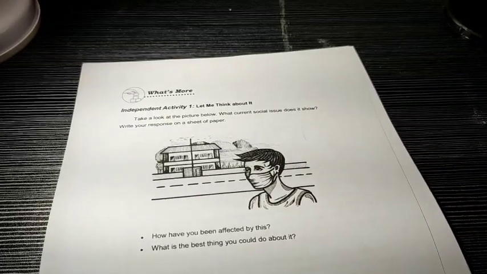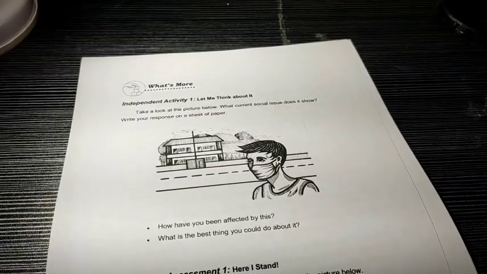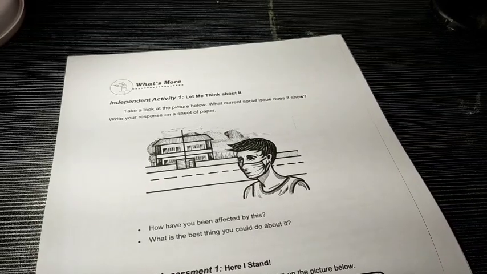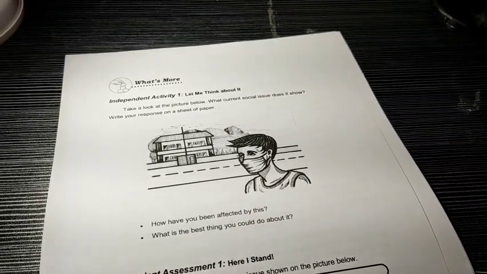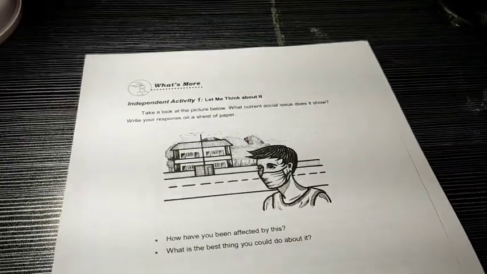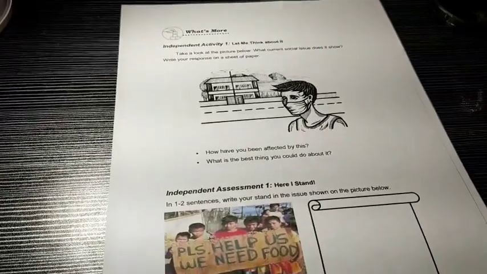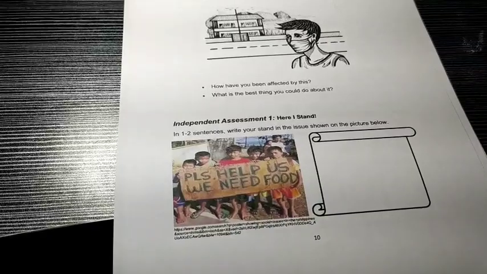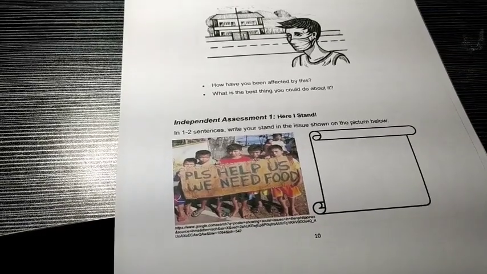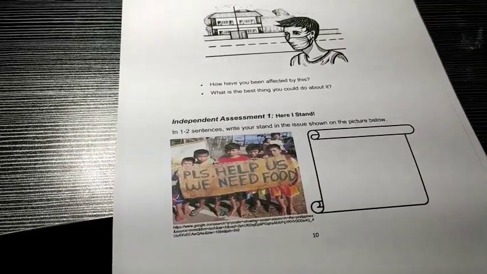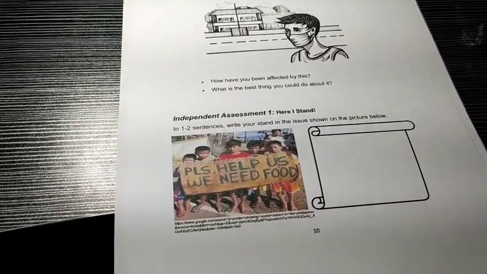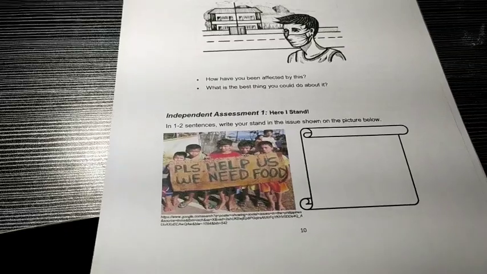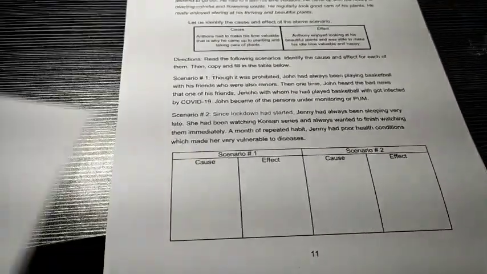So you can see a man who is wearing a face mask. So you will know the current social issue, and it's very obvious. Then independent assessment 1. Here I stand. In 1 to 2 sentences, write your stand on the issue shown in the picture. So issue again. What do you think is the issue in the picture?